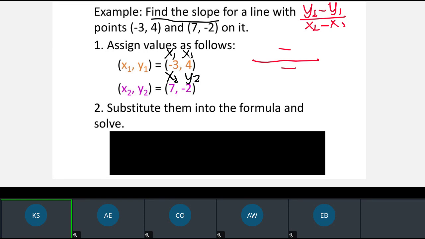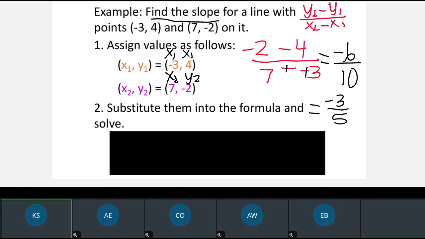So let's go ahead and plug in. Y2 is -2 minus 4. Then we have 7 minus, here's that double negative, which is -3. So we have 7 minus -3. When you subtract a negative, that becomes adding. So -2 minus 4 is going to be -6. 7 plus 3 is going to be 10. And then we would simplify. So if I divide the top and bottom by 2, I'm going to get -3/5.